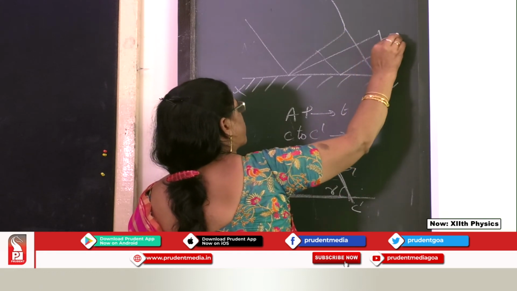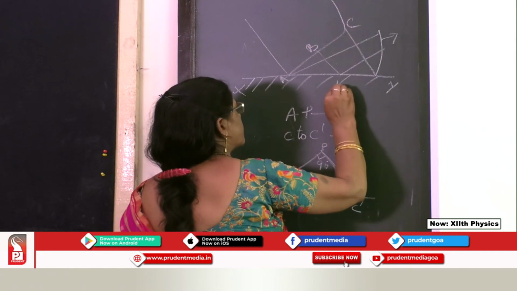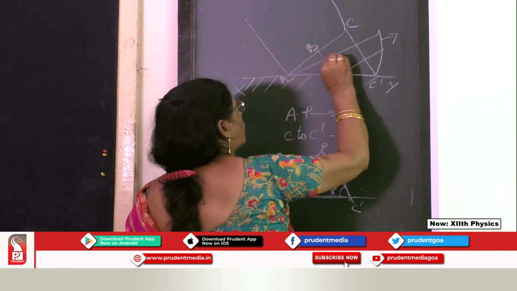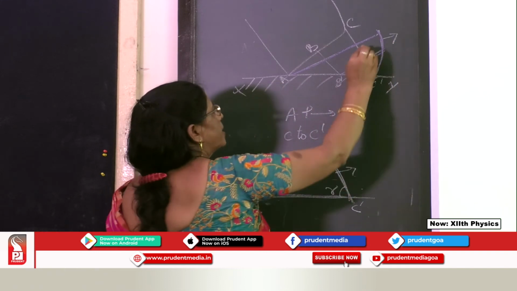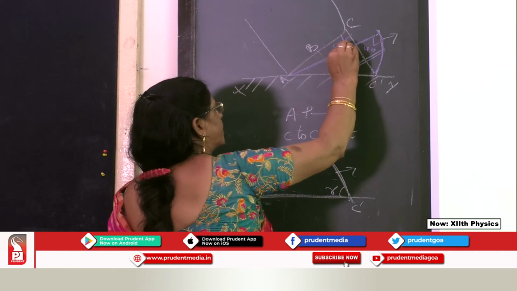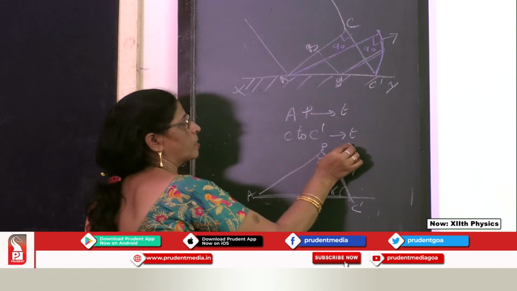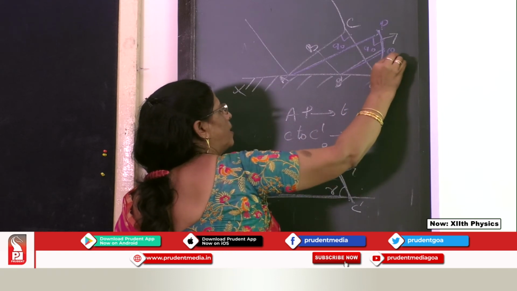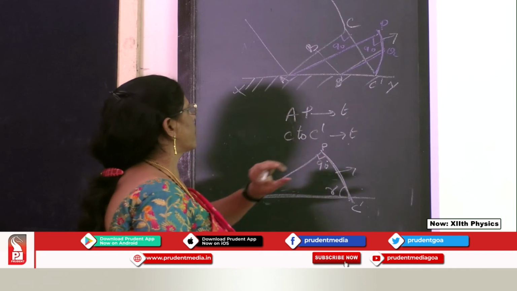This is the reflected wavefront. This is A, B, C. This I will take as B dash, C dash. I will show all the reflected ones in the blue color. This angle is 90 degree. This angle is 90 degree. The time taken for C to C dash is T. The time taken for A to P is also T. So, this is the same time taken.